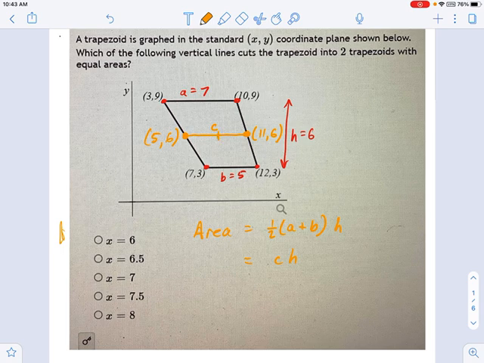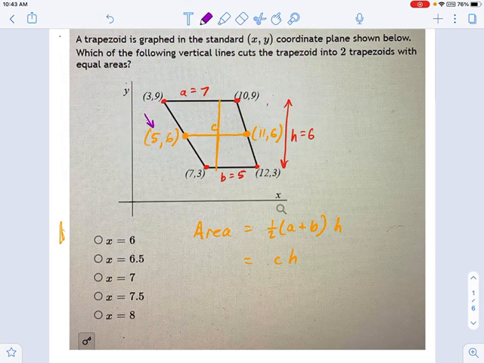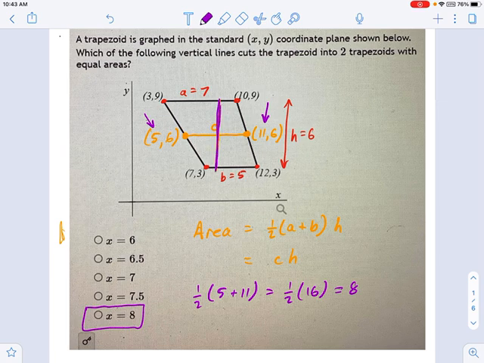Okay, so where is this vertical line that I'm drawing? Where have I cut this average base, you can think of it, where have I cut C in half? Well, if C starts at x equals 5, it goes to x equals 11. What's the average halfway point in between those? You can just add them together and cut them in half. 5 plus 11 makes 16. 1/2 of 16 equals 8. So there's my answer, x equals 8. This is the line that cuts C in half. And since C is very directly related to the area, it also cuts the area in half.